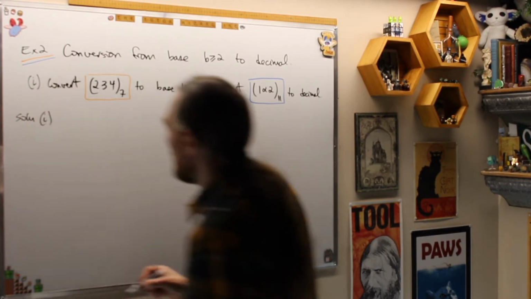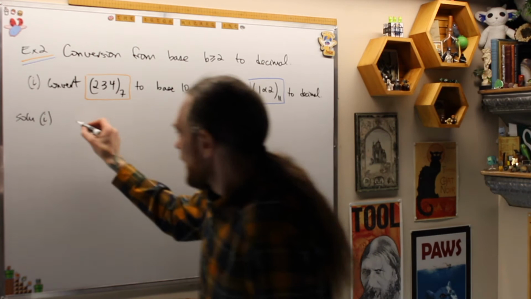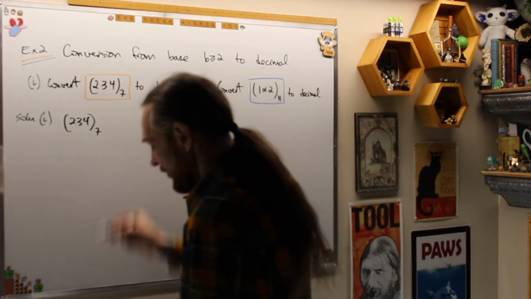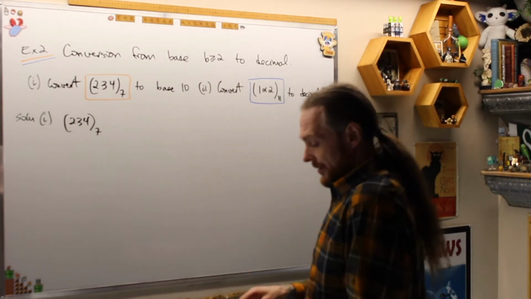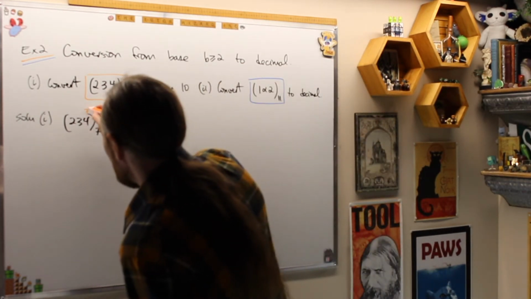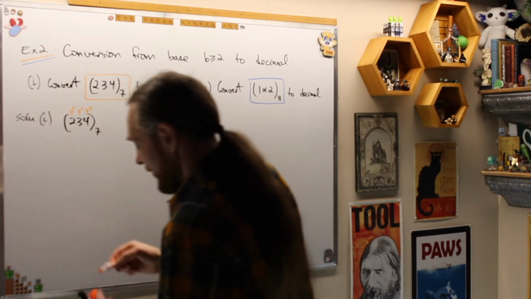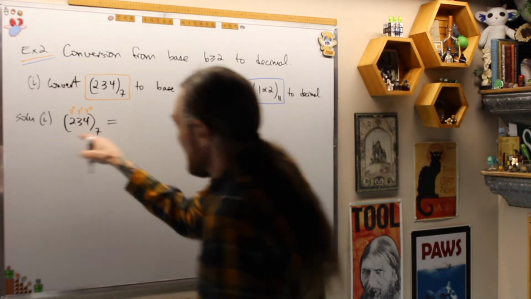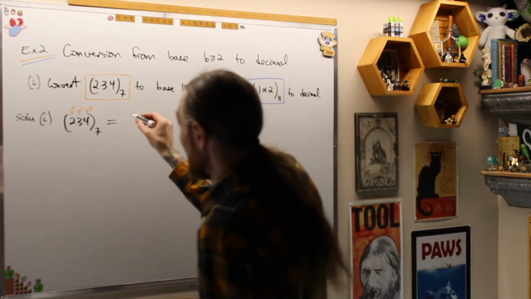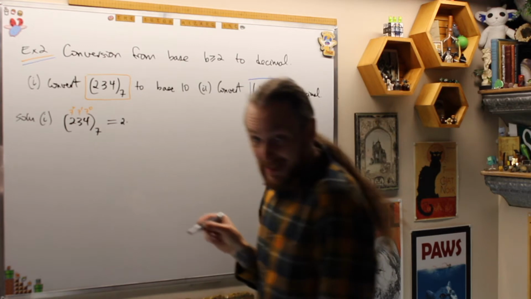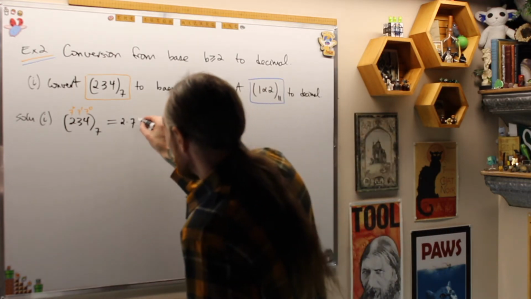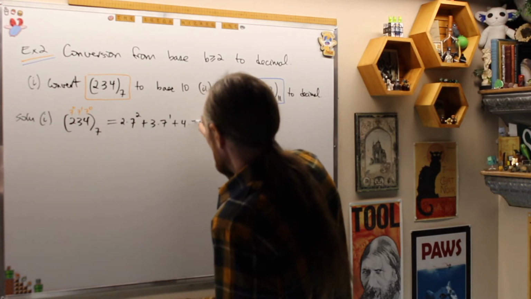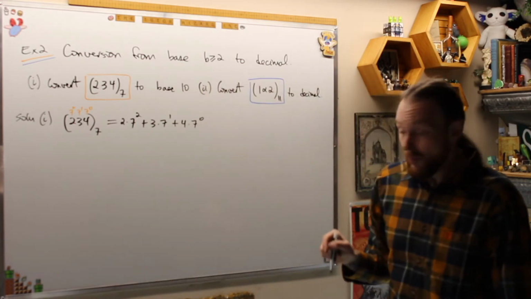For 1, what we're going to do is we have 234 base 7. How you can remember is that this is going to be 7 to the 0, 7 to the 1, 7 squared. Therefore, this string of symbols, by definition, base 7 is equal to a base 7 digit 2 times 7 squared, plus 3 times 7 to the 1, plus 4 times 7 to the power 0.